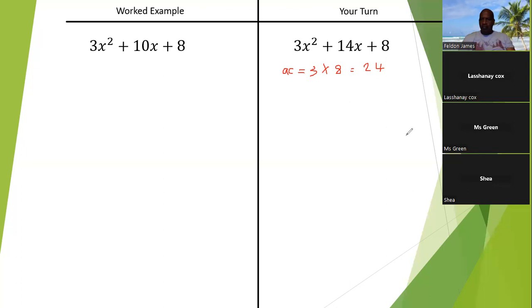Sir, 4 and 7. All right, you have 4 and 8, 3 and 8. But if you add 3 and 8, would you get 14? No, sir. You have 2 and 12. If you add 2 and 12, would you get 14? Yes, sir. All right, so you're using those two then. So the factors will be 2 times 12. All right, so continue.